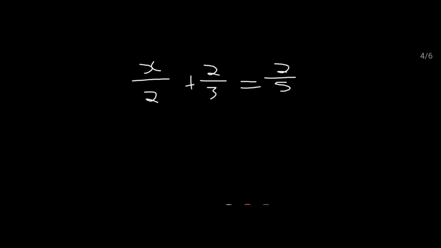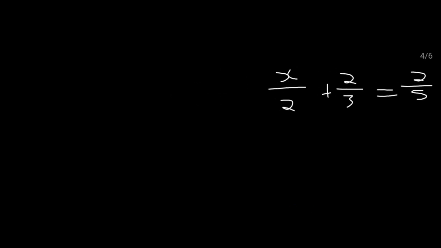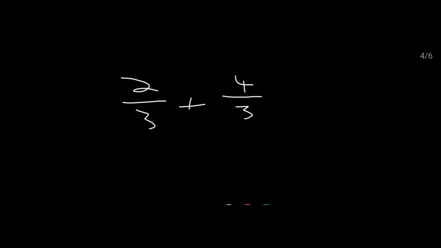Now we see x over 2 plus 2 over 3 equal to 2 over 5. We have addition of fractions, something that some other people get confused with. Guys, for addition or subtraction of fractions, for you to be able to add the fractions, the denominator must be the same.